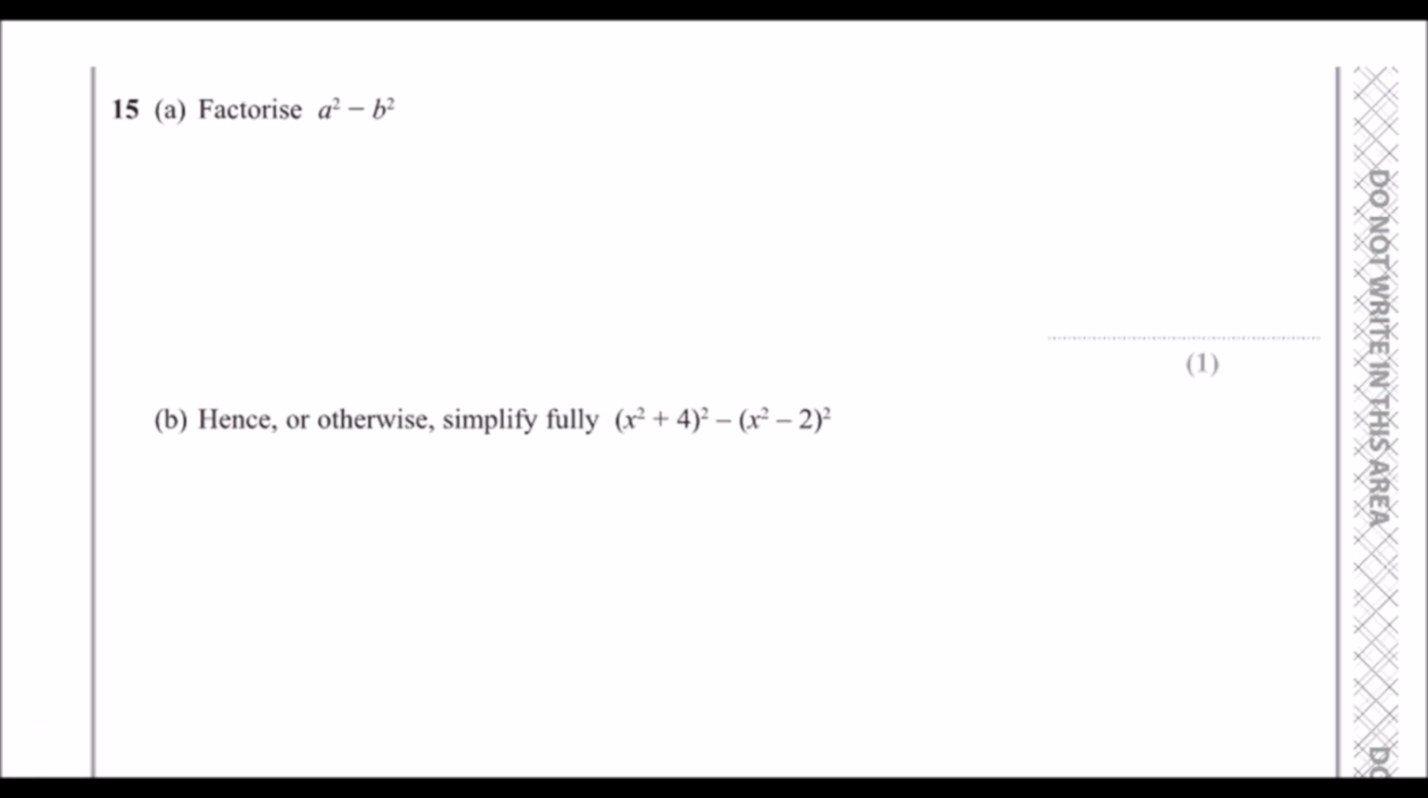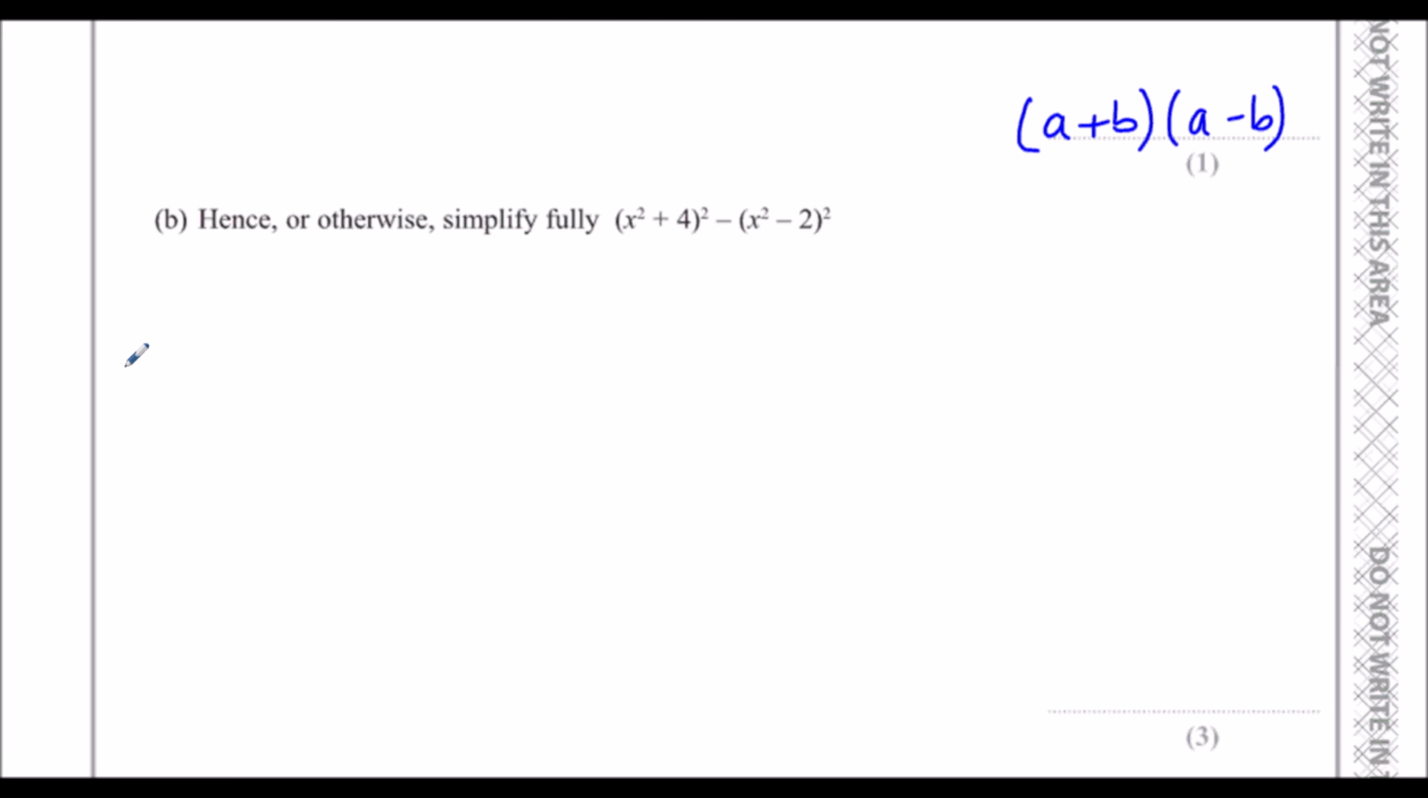Question 15a. Factorize a squared minus b squared. So hopefully you recognize this as the difference of two squares. So it's like the ones where we have x squared minus 4. We've got two things squared. That goes to x plus 2, x minus 2. So this is a squared and b squared. So that goes to a plus b and a minus b. a plus b, a minus b.